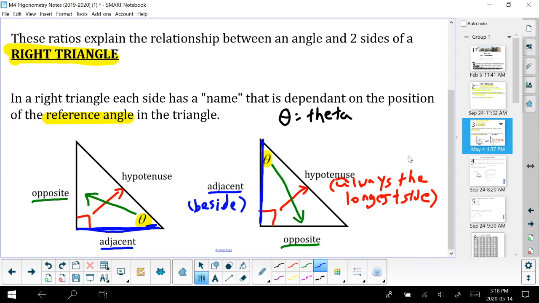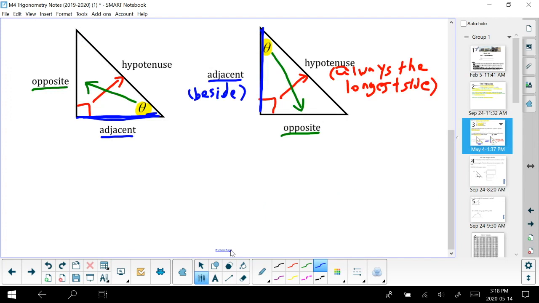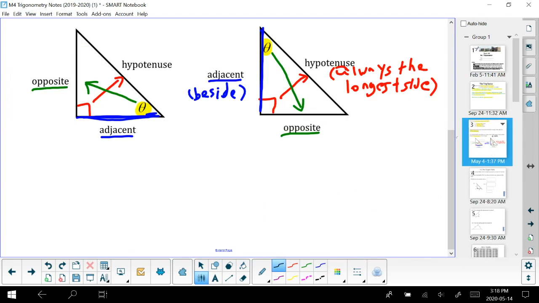Now here's a trick to figuring out how to label each side. If you want to memorize a type of order, I would always go for the hypotenuse first. That will never change. Then look for the opposite side, and then look for the adjacent side. That way, when you label all of your different triangles, you'll never mix up the different sides.